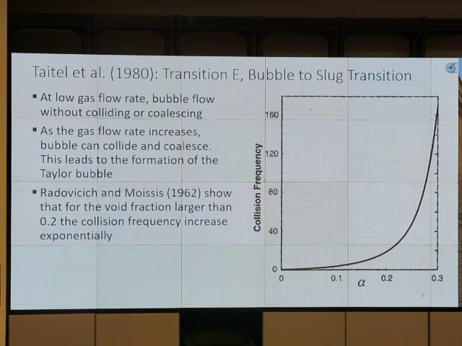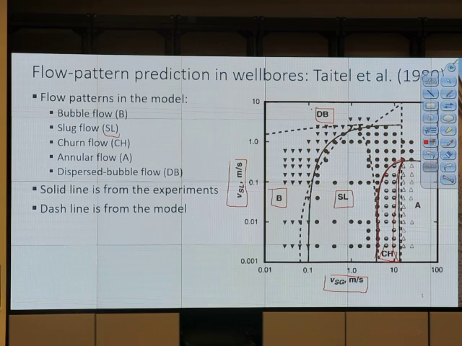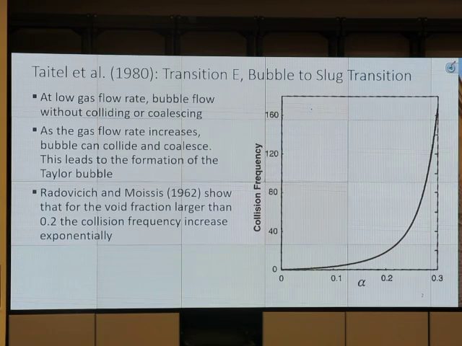Step 1, we do flow pattern characterization. First, we focus on transition E, bubble to slug transition. When will that happen? If we don't have small bubbles, then we have slug flow.